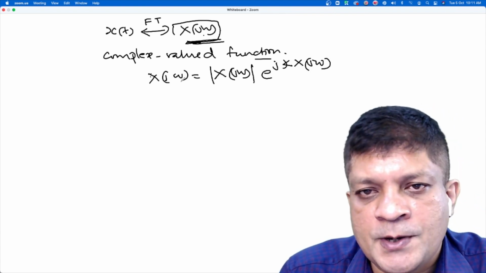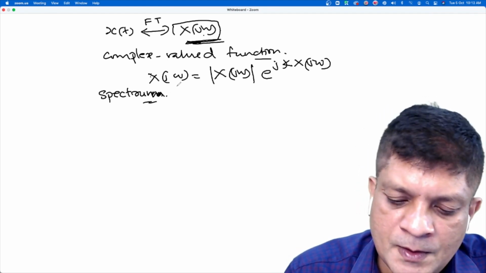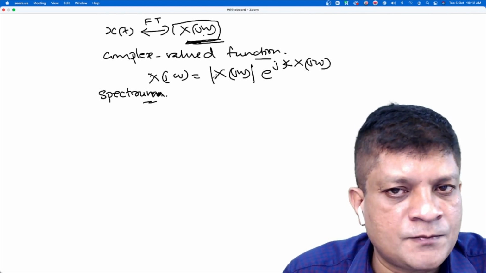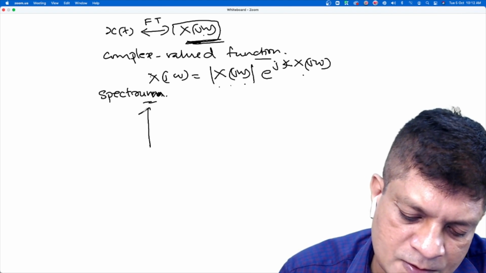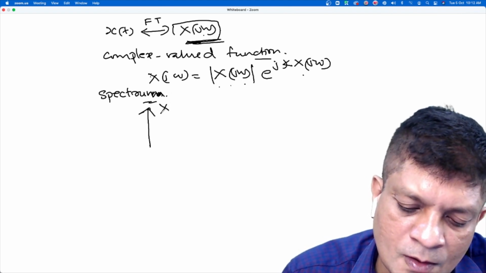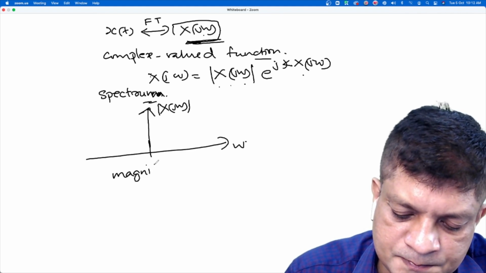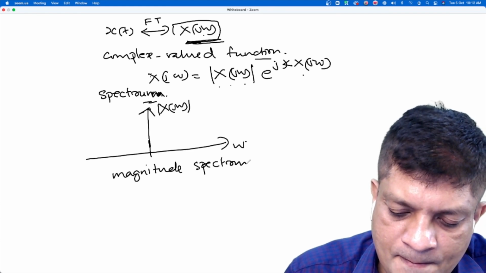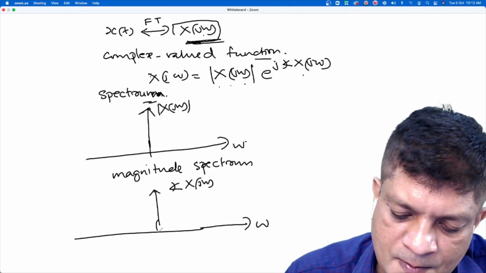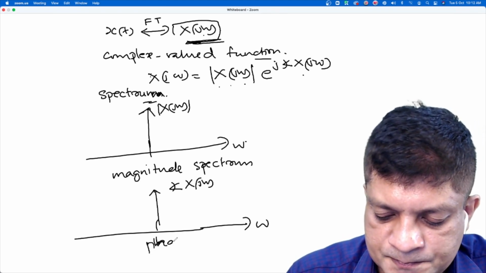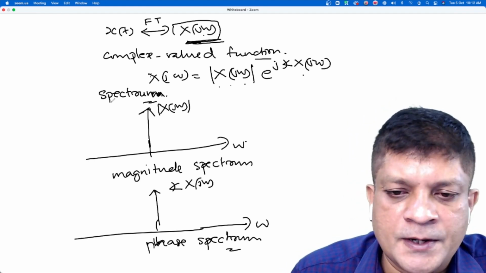If you sketch this X(jω) as a function of ω, that is called the spectrum of the signal. Sometimes it is a complex valued function of ω, so we have to sketch the magnitude and phase separately. If we sketch the magnitude as a function of ω, it is called the magnitude spectrum. And if we sketch the phase of that function as a function of ω, then it is called the phase spectrum of that signal x(t).